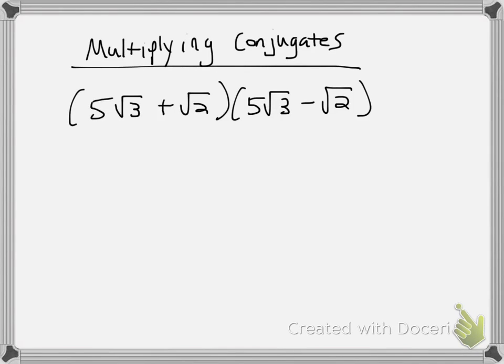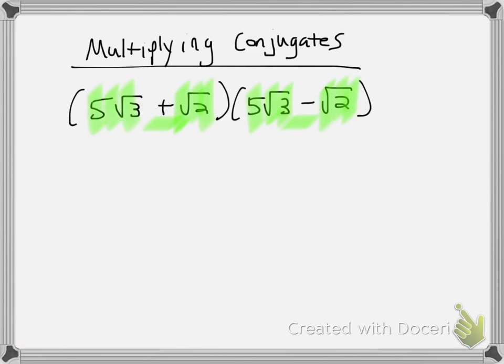All right, so this is going to be more multiplying, but instead what we're calling it is multiplying conjugates. Now, the reason it's called a conjugate is because everything is exactly the same. So we have a 5 square root 3 and a 5 square root 3. We have a square root 2 and a square root 2. The only difference right now is this middle piece. That operation, it went from a plus to a minus.